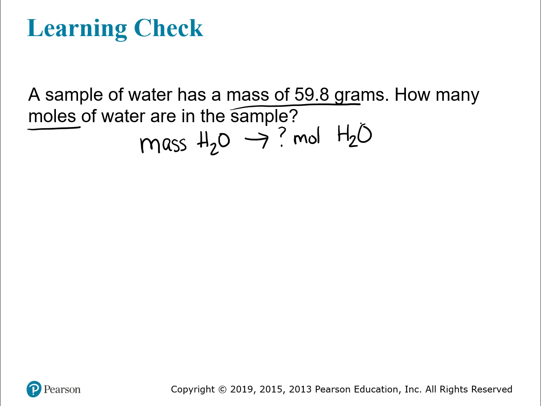We're trying to figure out how many moles of water we have in our sample. Whenever you're going from mass to moles, you need a molar mass. The molar mass of water is about 18. So if you had like 18.02 or 18, you'd be in the right ballpark.